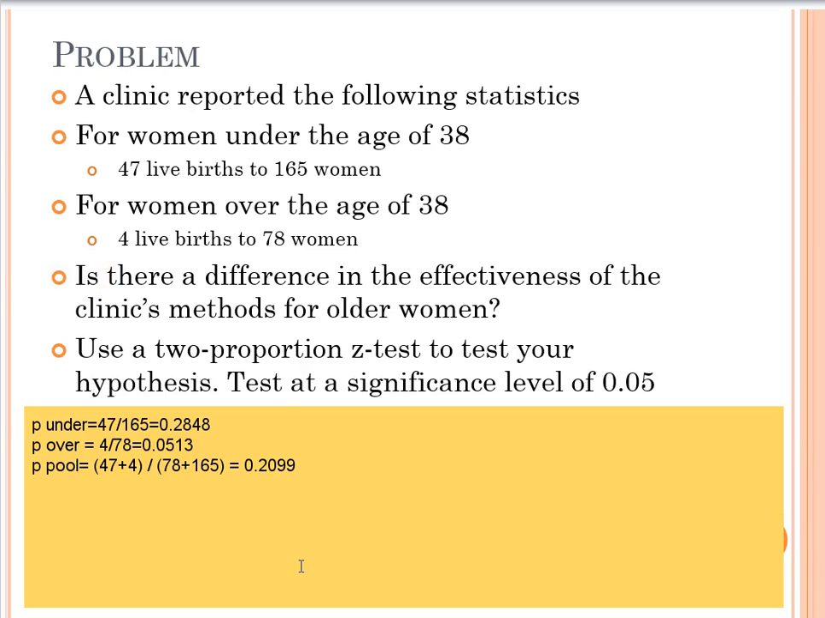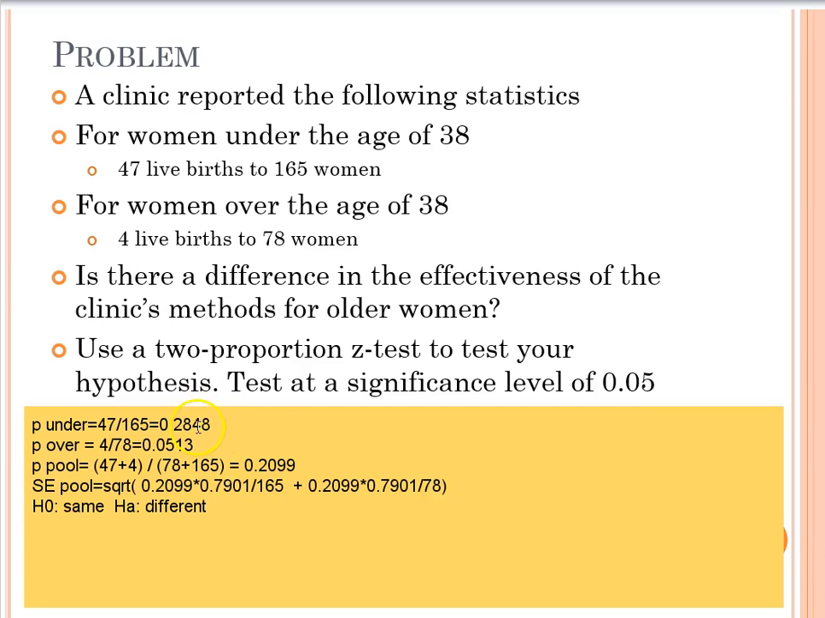So I want to start by calculating my sample proportions. I have 3 sample proportions. First, I have the proportion of women under the age of 38 who gave birth to live children. So 47 of them were live births out of the 165 women who were pregnant. That's a success rate of 28%. For women over the age of 38, it's lower, it's about 5%. When we pool them together, we're putting all of the live births over all of the women, and that's a success rate of only about 21%.